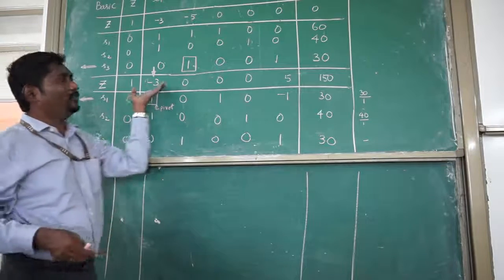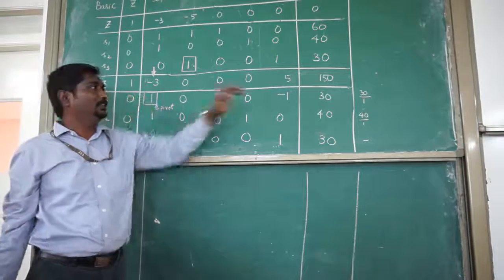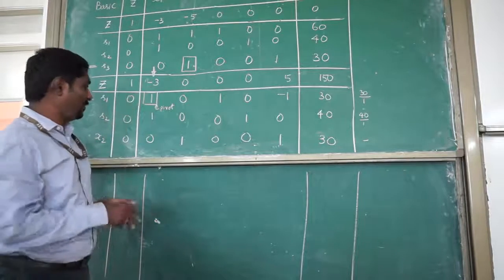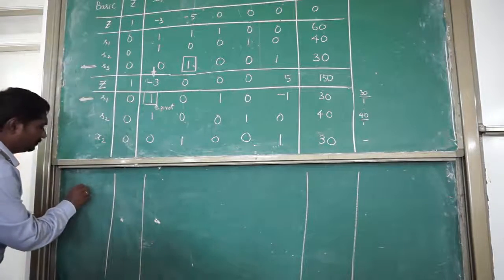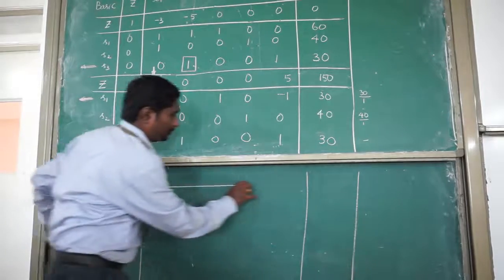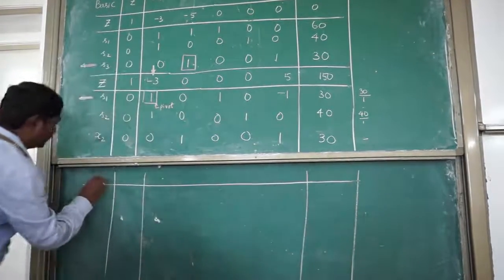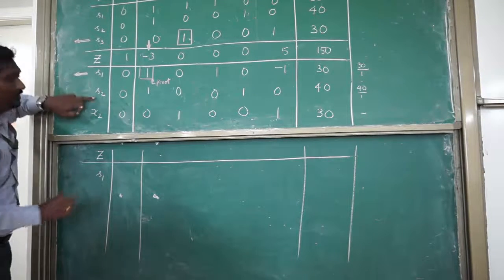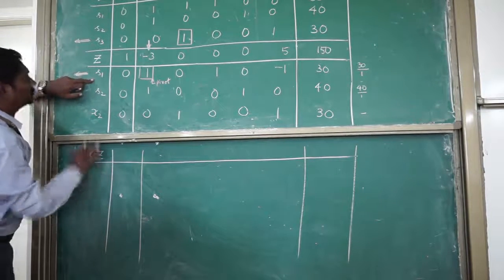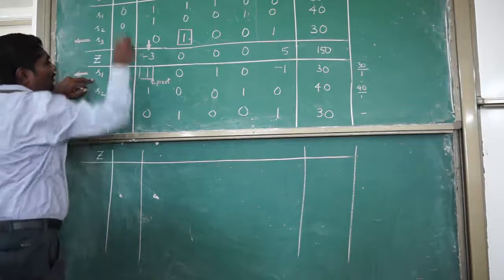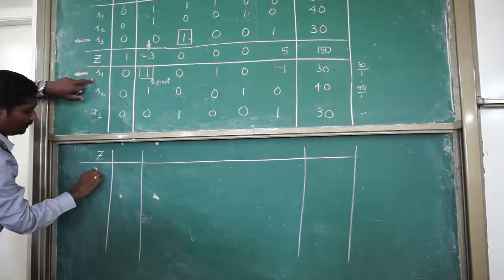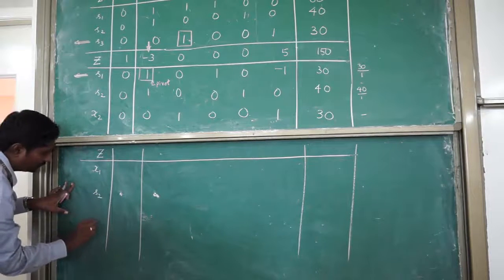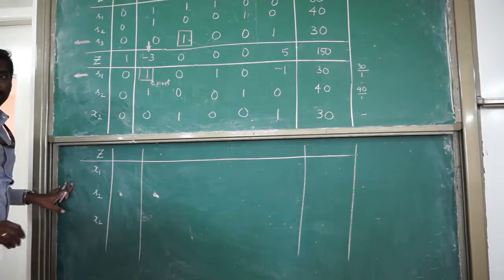Before that, we have to check whether we have obtained optimality or not. We didn't reach optimality, so we are going for the next iteration. In the next iteration, S1 is leaving. So instead of S1, X1 is going to come in, and the other basic variables are S2 and X2.